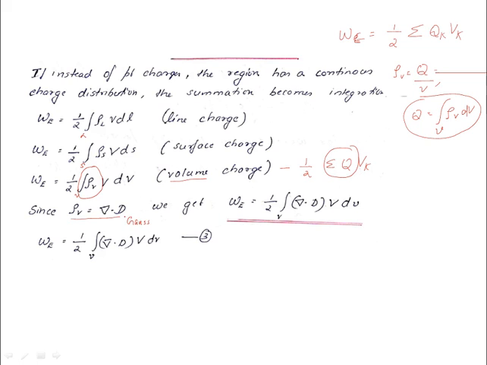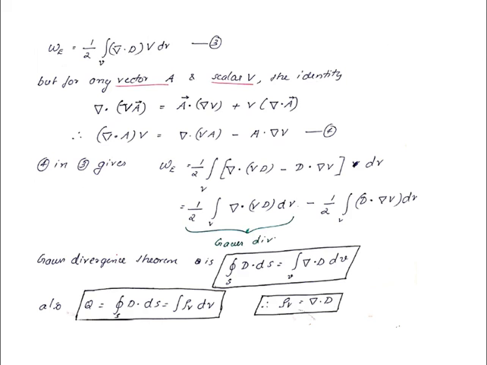So now if you replace rho v, what will you get? This is our area of interest, volume integral, right? So WE will be equal to 1 by 2 volume integral del dot D into V. Only rho v is replaced with this Gauss law. So right now our equation is 1 by 2 volume integral del dot D into V dv. See, this is equation number 3. So once again I'm writing it.